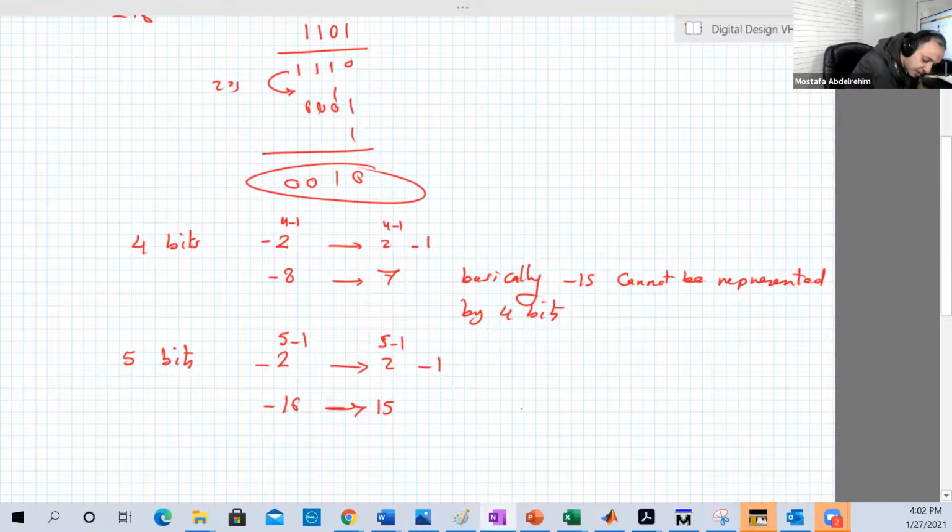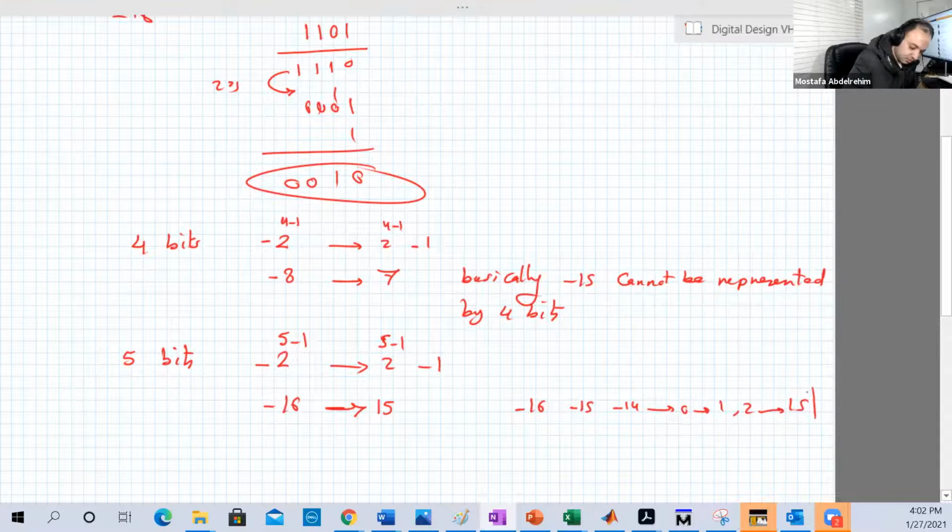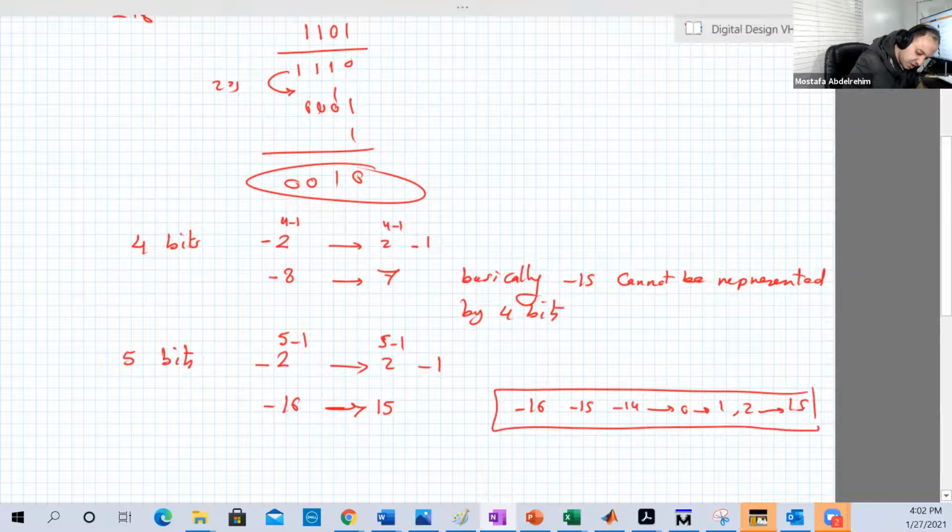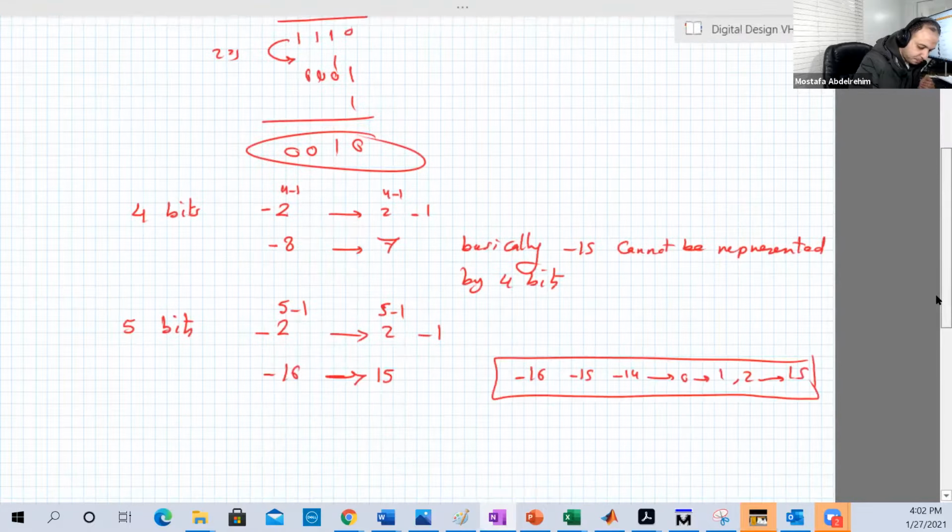Because with 5 bits, I can represent minus 16, minus 15, minus 14 until we reach 0, then 1, 2, until we reach 15. This is the range that can cover our 15. So the minimum number of bits that we can use for such subtraction, which is minus 15 minus 3, is 5 bits. So let's do it. Let's redo it with 5 bits, and let's see what's gonna happen.